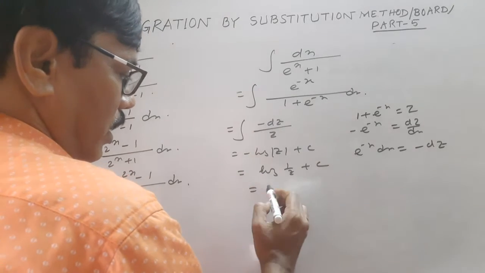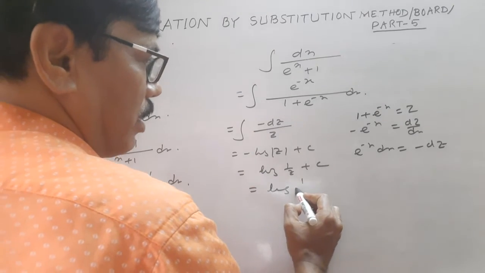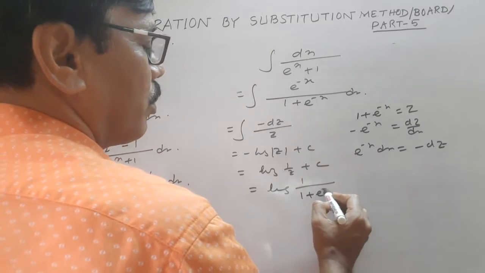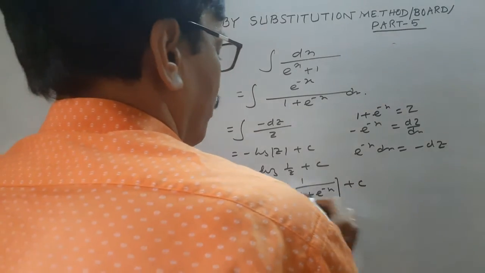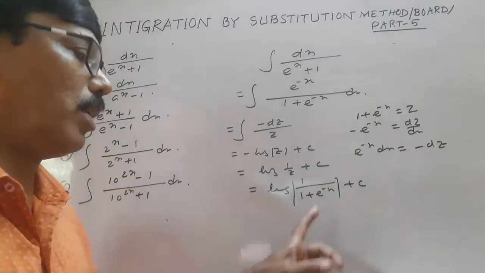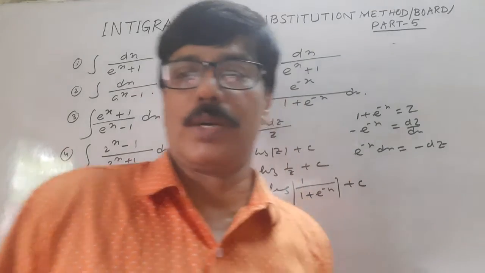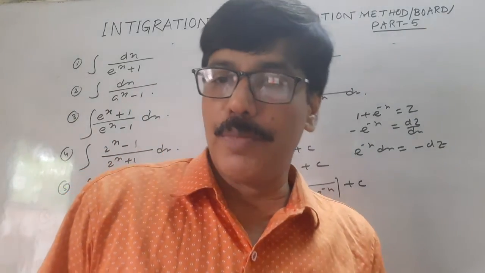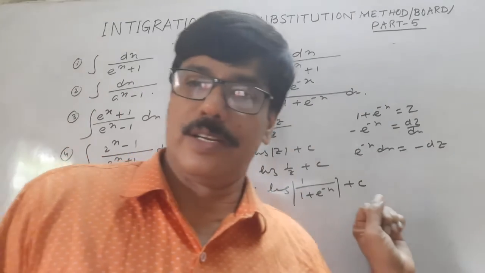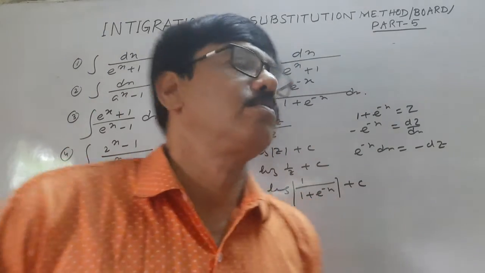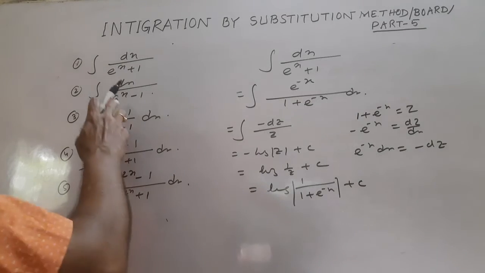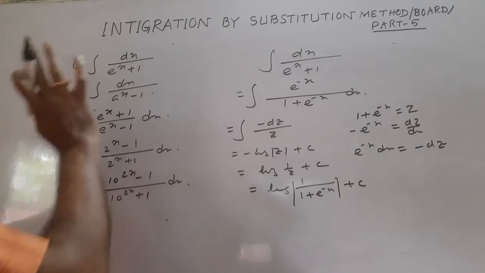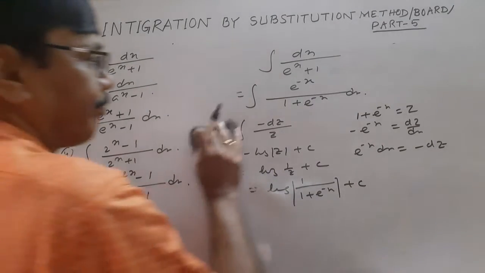To avoid the minus, so what is z? 1 plus e to the power minus x, plus c. Then you can write e to the power minus x as 1 by e to the power x. Simplifying, you get the result. Our main aim is to get the standard form. So the second one, multiplying by a to the power minus x.